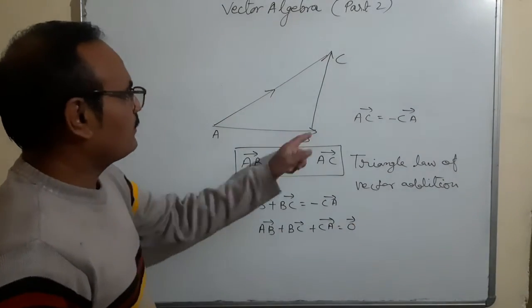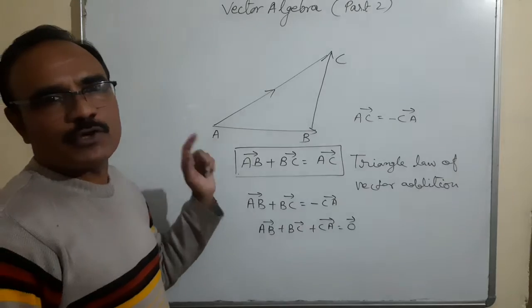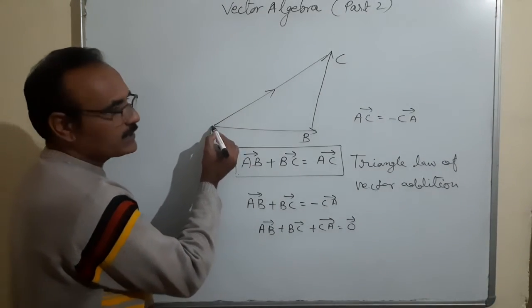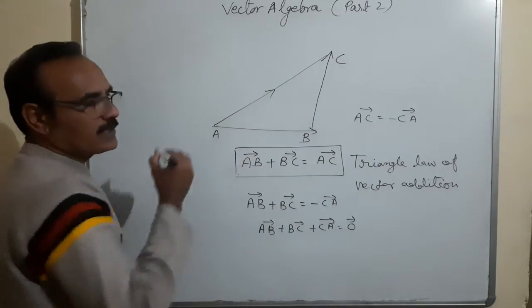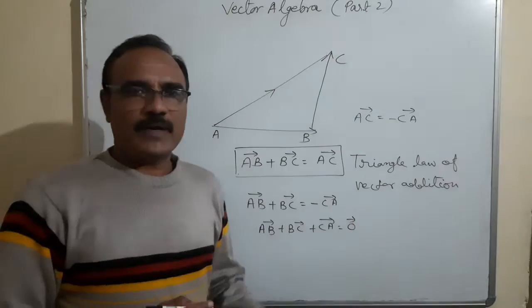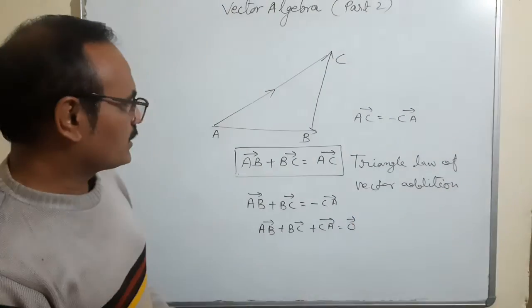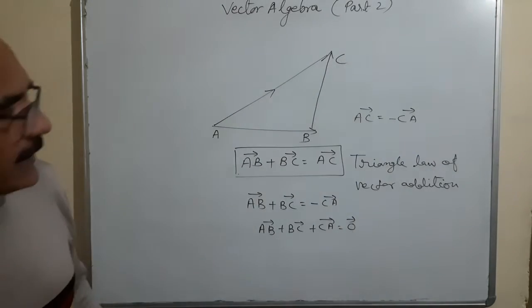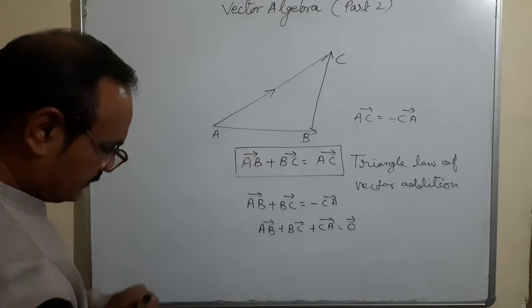What does it mean? AB plus BC plus CA is equal to the 0 vector. You can see that the displacement is 0. We start with the initial point here, and finally the terminal point also comes here. So AB plus BC plus CA is equal to vector 0, the displacement is 0. Got it? So that is the triangle law of vector addition.